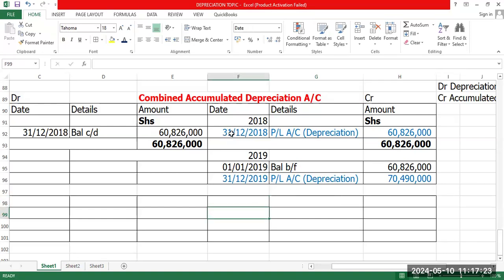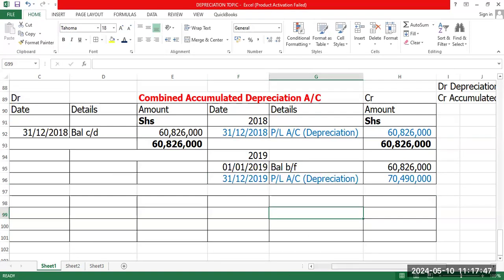The reason why we are recording this is that we record depreciation mostly at the end of the year. That's why I'm not putting the past year here. This one is what you have at the start. But what was the depreciation at the end of the year for 2019? This is the one we have.